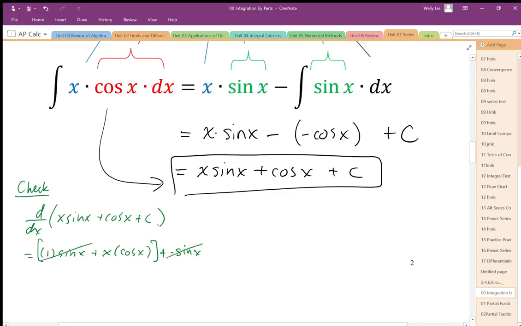When I work this out, those cancel out, and sure enough, I'm left with x cos x. That's my original expression inside the integral. That's correct. Check. That all works out.